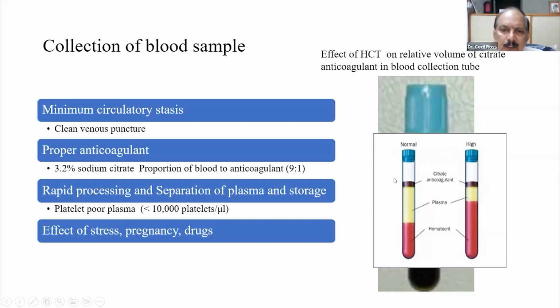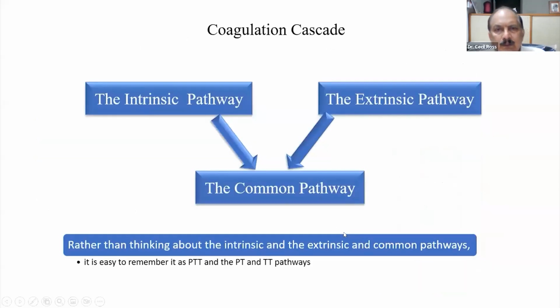So coming down to basics, you have the intrinsic pathway, the extrinsic pathway, and the common pathway. This is all you know. Now, rather than thinking about the intrinsic pathway, extrinsic pathway, and common pathway, it is better to think of it as a PTT pathway, that is the intrinsic pathway, the PT pathway, that is the extrinsic pathway, and the TT pathway as the common pathway.